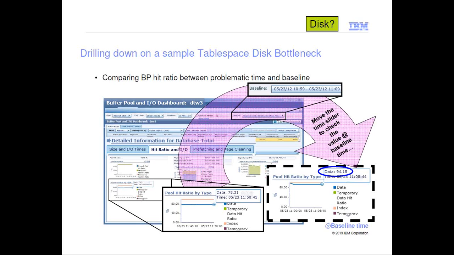So on this slide, we see that the pool hit ratio is 78.31, whereas for the baseline, it was at 94%. So now we have identified one issue, that the buffer pool hit ratio utilization has actually come down from 94% to 78%, and this probably could be one of the reasons why the IO times have so vastly increased.